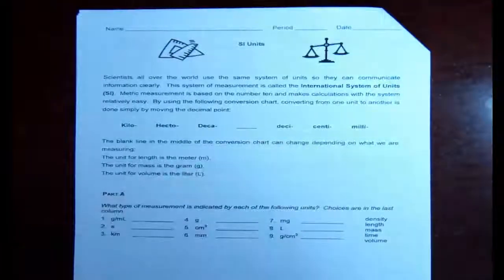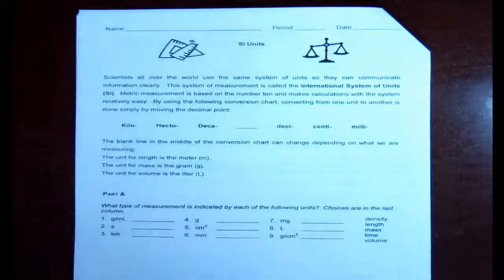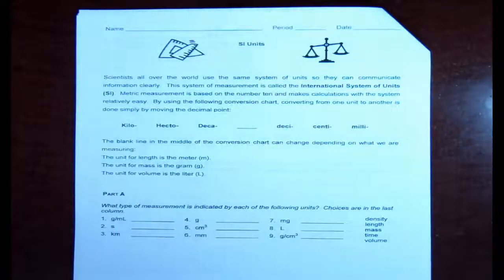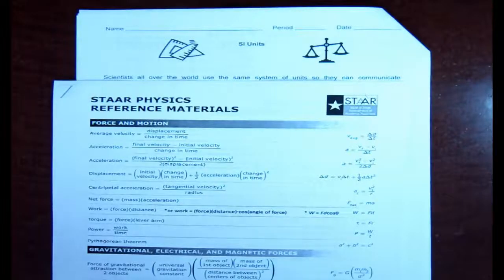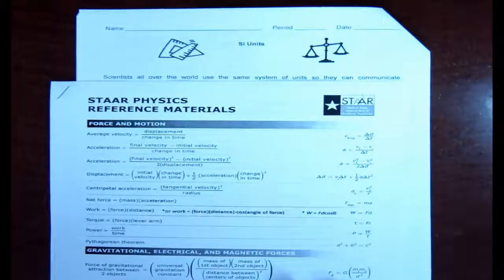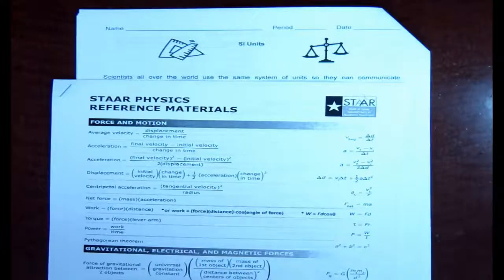So in other words, if they give you 10 milliliters and they want the answer in just meters, what do you do? Right? So the first thing I want you to do with this part, this is very important: you have your formula chart, hopefully. If you don't, ask me for one. I'll get you one. You'll use this for both semesters of physics.